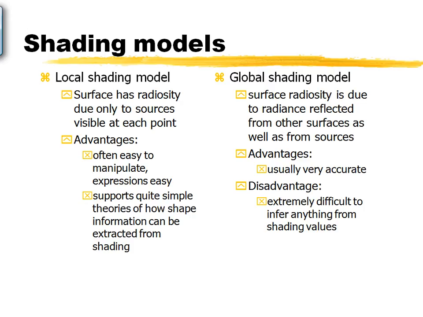So expressions become very easy to work with, right? And it's certainly based on very simple theory of how shape information can be extracted, how the local geometry can be extracted. The other side of the thing is, well, you have global shading models, and you say, well, surface radiosity is really a property of the radiance that is coming off of other surfaces as well as from the source. Okay. So this is where now you have to account for everything else in the scene as well. Right? So these are global shading models.